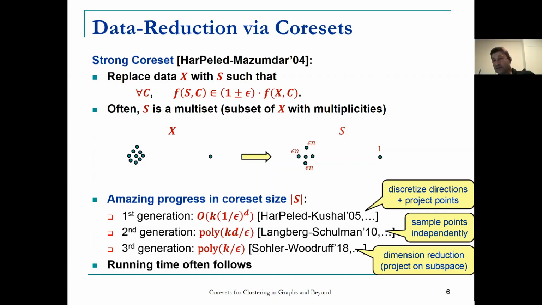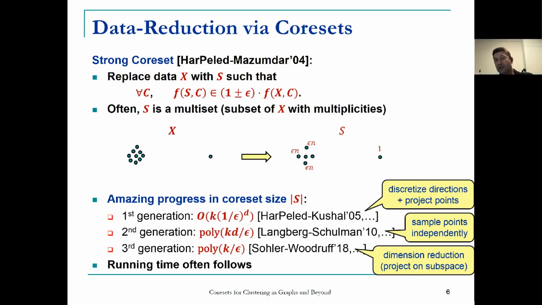Now, if we want to talk about techniques, then I'd say it's something like this. The first generation used to discretize all directions. So in D dimensions, you have something like 1/epsilon to the D many directions in space. The second generation used sampling, actually importance sampling. I'm going to talk about it a bit more. So you sample independently, and then it naturally gives you dependence on the dimension. And the third generation is sort of like get around this dependence on dimension by using dimension reduction.